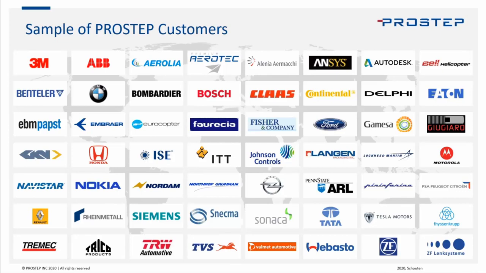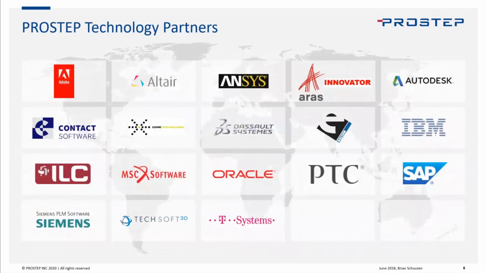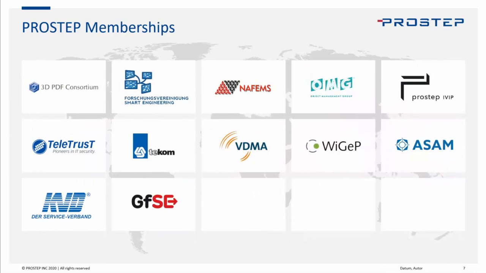The other strength that we bring to the table with PROSTEP is our partnership. I mentioned earlier that we're a vendor neutral company. What we mean is we have strong strategic relationships with these technology companies such that we can create products that interface with them in a vendor neutral way. Additionally, PROSTEP is involved in a lot of standards bodies, standards consortiums, or industry best practice consortiums, and we'll talk about some of those in the upcoming slides.